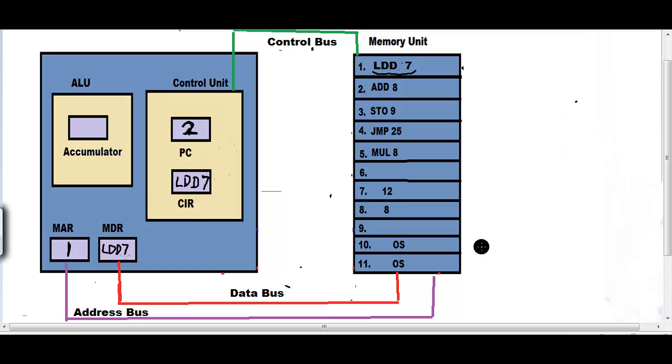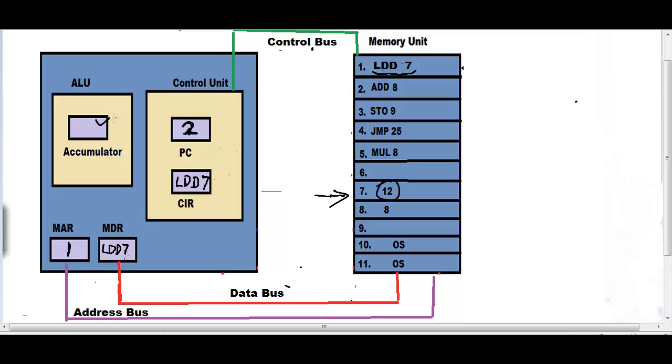The LDD instruction is basically a load instruction which says go to location number 7 in the main memory, and the value lying in location number 7 has to be fetched and loaded into the accumulator. So this is what is going to be executed now.